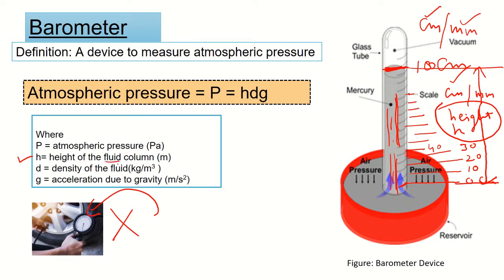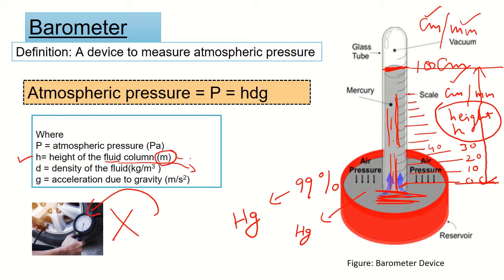Fluid means anything which is filled here. In this case it is mercury. Sometimes it may be water or any other liquid, but in 99% of cases in the barometer mercury is used. And this height in this formula you have to take in the unit of meter, but from the barometer this height will come in centimeter or in millimeter.